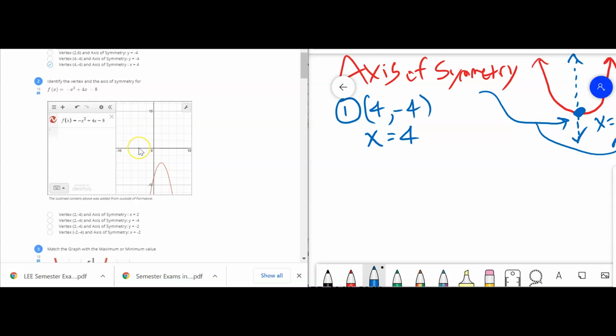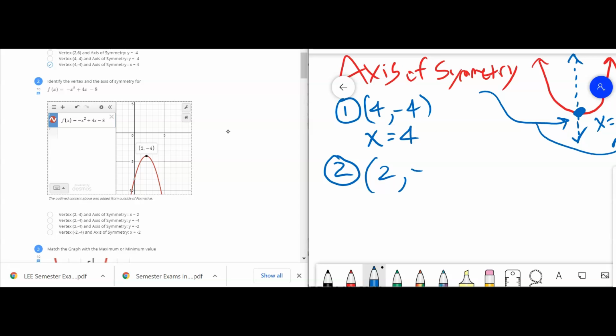We need to zoom in a little bit, so if you can grab it, zoom in a little bit, there you go. Okay. So this vertex, this change of direction, you can see where it is, right? So let's write that down over here for number 2. Where's my change of direction? It goes up, it goes down, it changes direction right there at the top. If I click it, it'll give me the point 2, negative 4. That's my vertex, and it's specifically a maximum at the top.